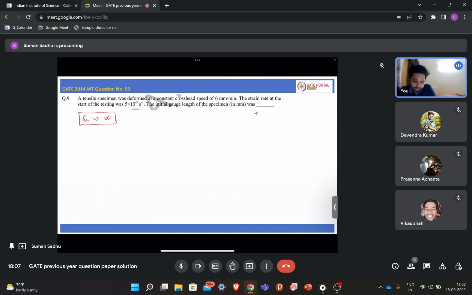Now, what data are given to us? One is the crosshead speed. Let's say crosshead speed is denoted by V, and it is 6 millimeter per minute. And the strain rate at the start of the testing is given: strain rate epsilon dot is 5 into 10 to the power minus 3 per second. Anyone want to approach how to solve this question?